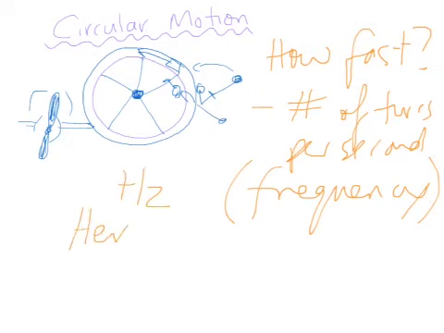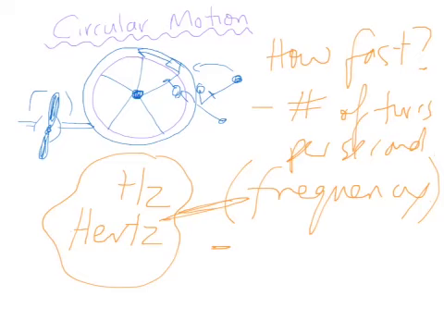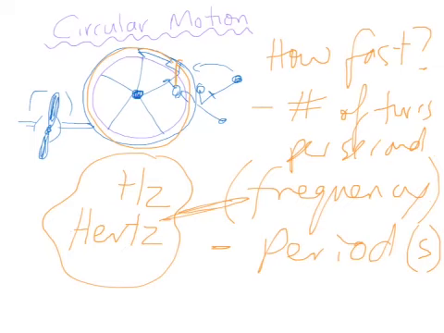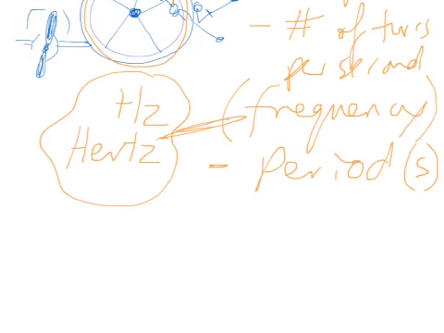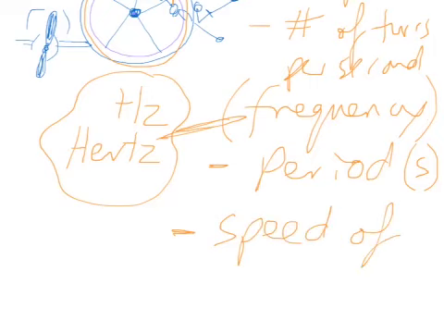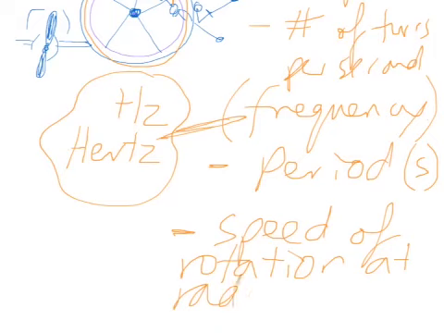So that's linked. Another way is the period, so how long it takes for a single rotation to go once around. So period is a time thing measured in seconds. And what else can we have? We can actually have the instantaneous velocity, or just the speed that the surface rotates at. So we've got the speed of rotation at a particular radius. So that would be measured in meters per second.